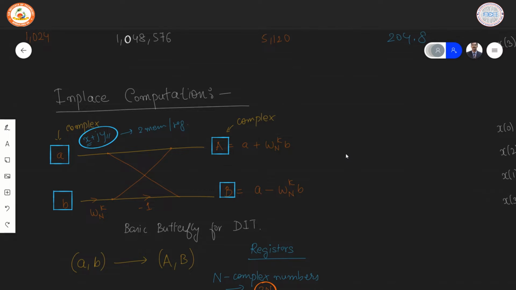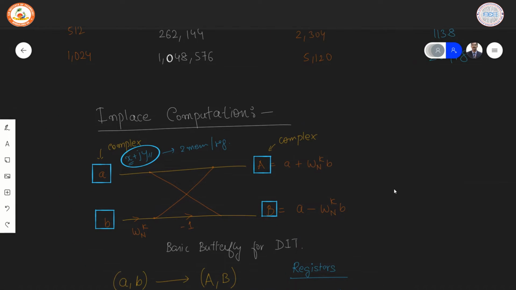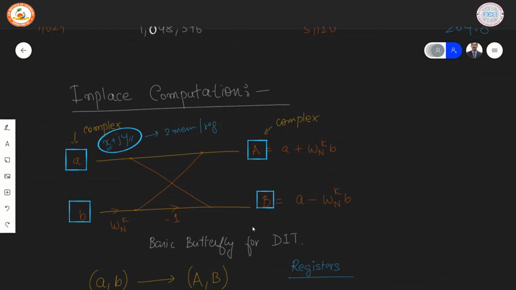Let us now discuss in-place computation. To understand this, let us consider the basic butterfly structure for decimation in time. In DIT, all the butterflies are identical irrespective of which stage it belongs to. We have two inputs, let's call them A and B. We are scaling the lower input by the twiddle factor W N to the power of k. We have -1 to indicate the operation of subtraction, and the final answer, capital A, is the sum of A plus W N to the power of k into B, and capital B is the difference, A minus W N to the power of k into B. So this is a basic arrangement for decimation in time.